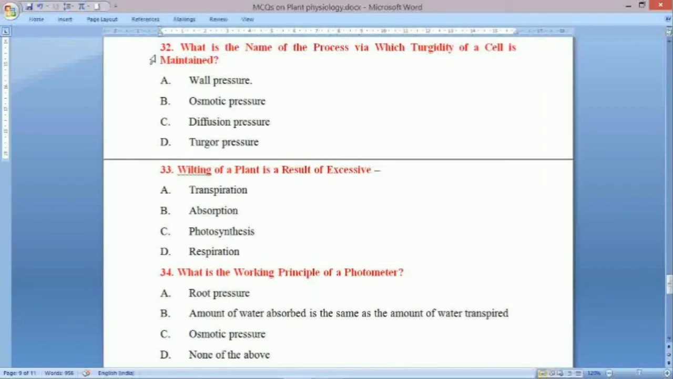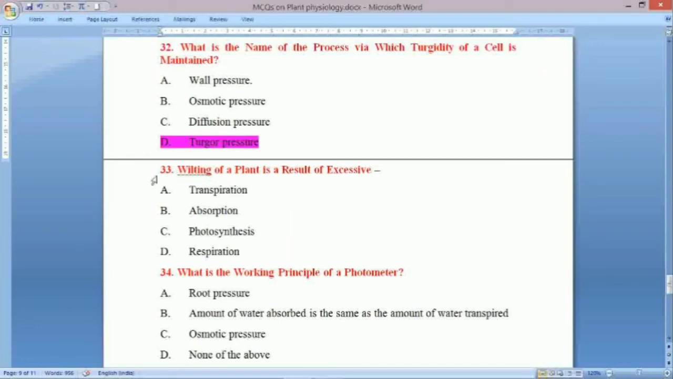Next question, question number 32. What is the name of the process by which turgidity of a cell is maintained? Option A, wall pressure, B, osmotic pressure, C, diffusion pressure, and D, turgor pressure. And here the right answer is option D, turgor pressure.